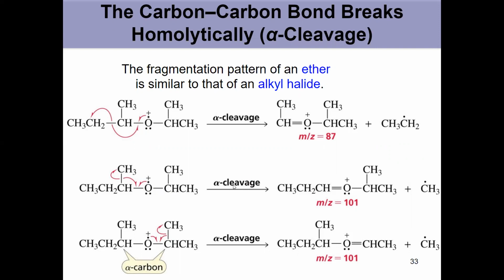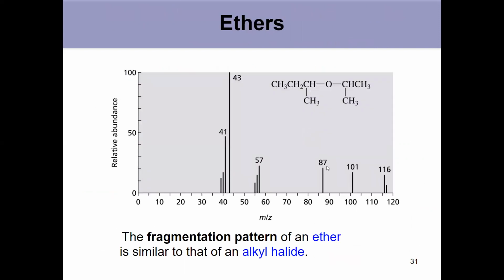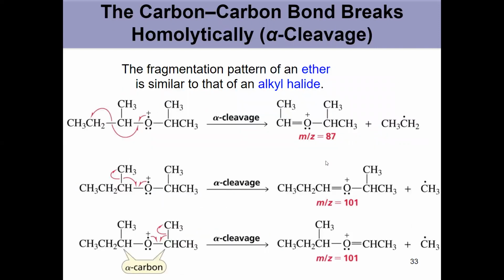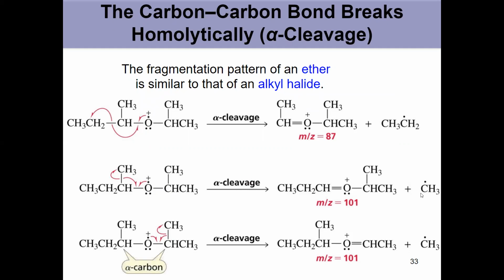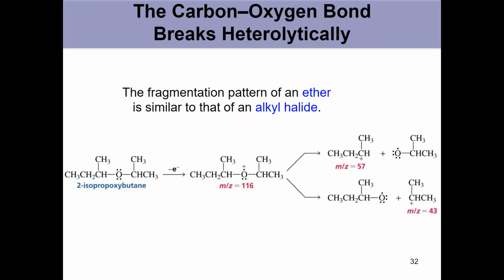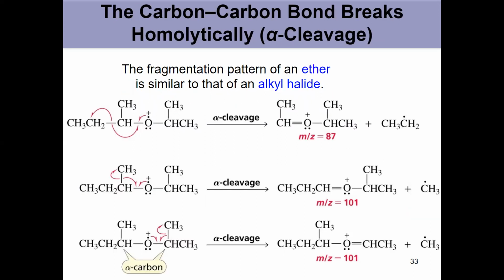Now, if we think about the peaks and which ones we're going to see be more prevalent, 87, if we jump back and look, is a little more prevalent than 101 because a primary radical that's formed as a byproduct is more stable than a methyl radical that's formed as a byproduct down here. So just more clues that can confirm what you have present looking at a mass spectrum. So ethers can undergo two possibilities: a heterolytic bond cleavage shown here, or a homolytic alpha cleavage shown here.